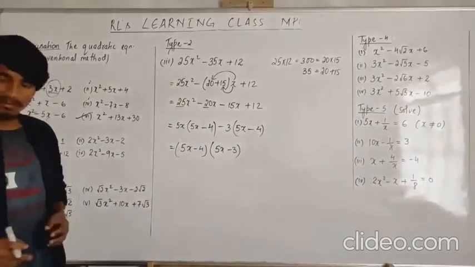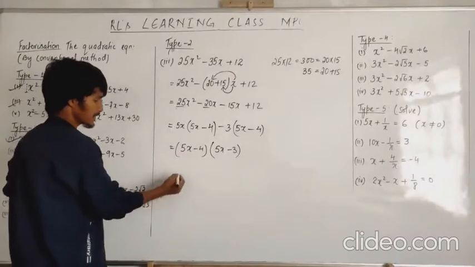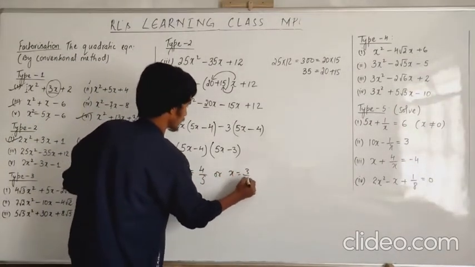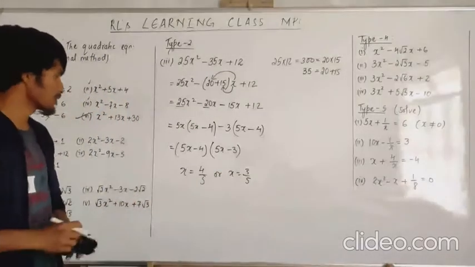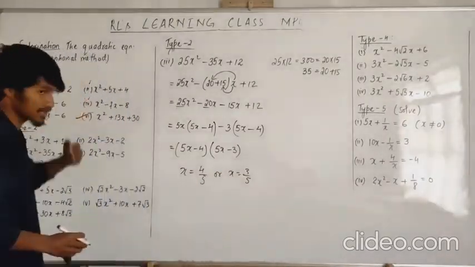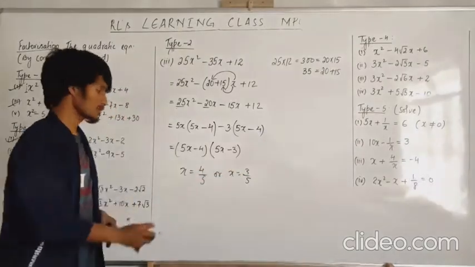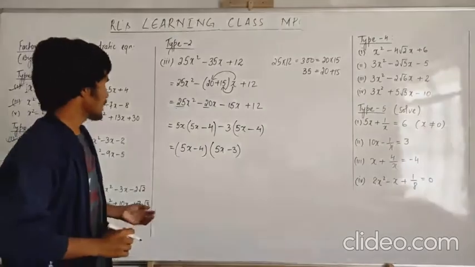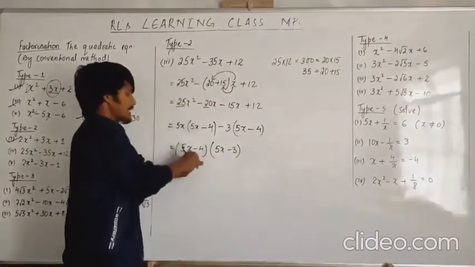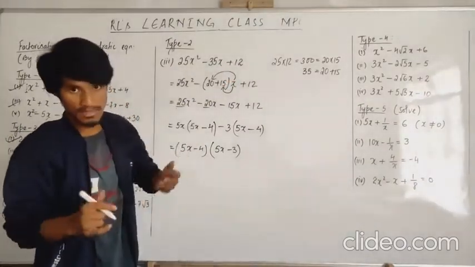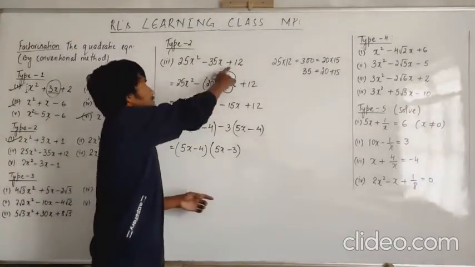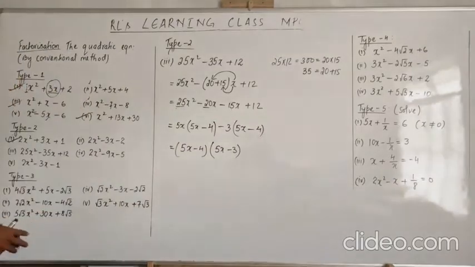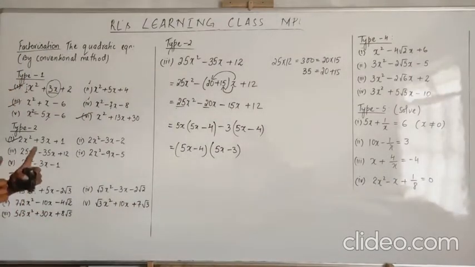Now if you find zeros or solve this, then you can get here x is equal to 4 by 5, and here you have x is equal to 3 by 5. That will be the answer for this. Okay, but we don't need this one, because here I'm just doing factorization, then we factor only. What does factor mean? If this number is divided by this, then the remainder will be 0. Then this number, if you divide by this, the remainder will be 0. Okay. Now type 1, type 2 is over.